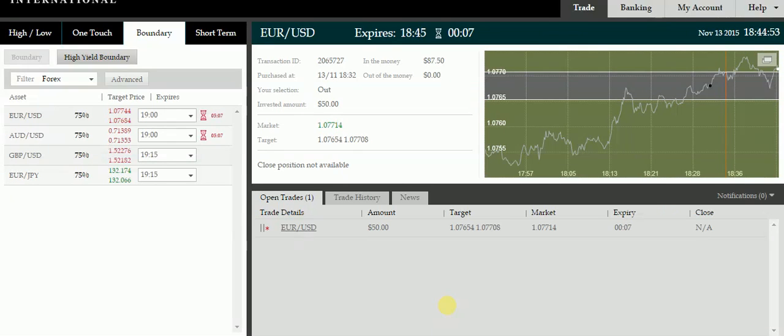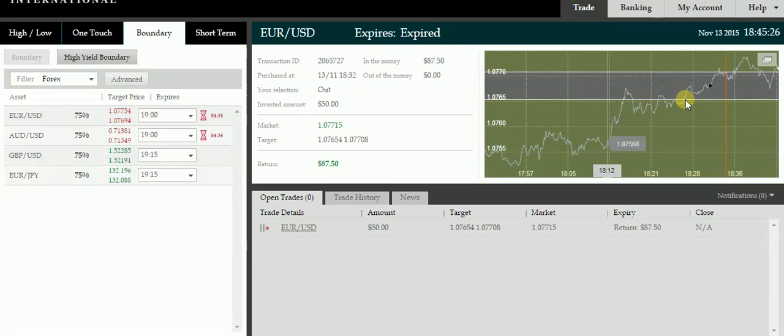We're 10 seconds till the trade expires and our trade is indeed in the money, and we can see our entry position was here right at this black dot. The price continued to go long, exited the boundary, came back into the boundary and bounced back off and finished in the money. So this is a great way to trade if you want to make consistent profits in binary options, because with this type of trading you don't need to choose the direction.